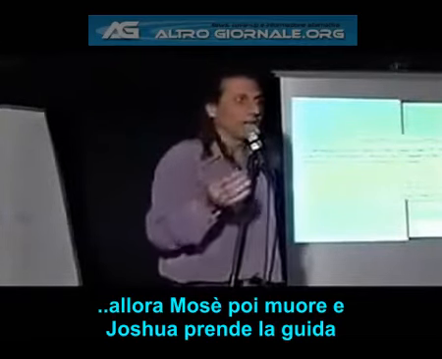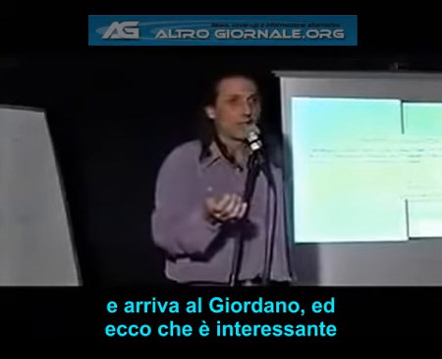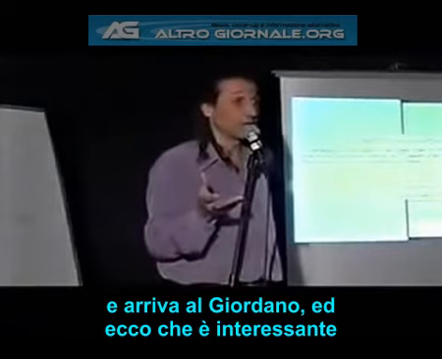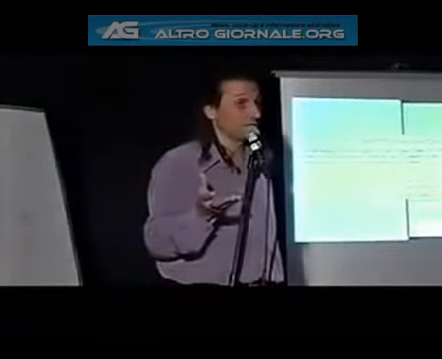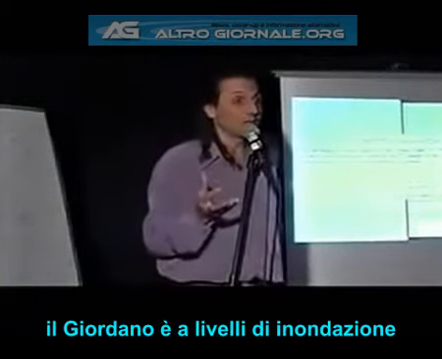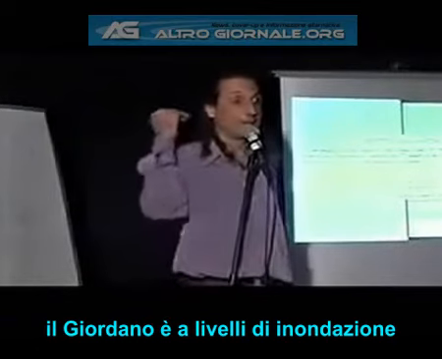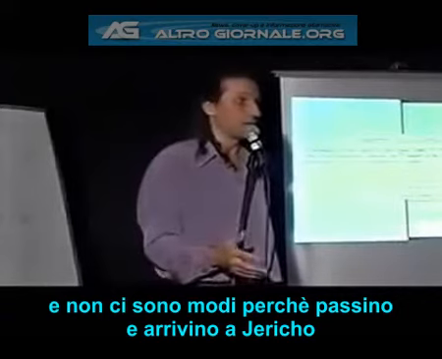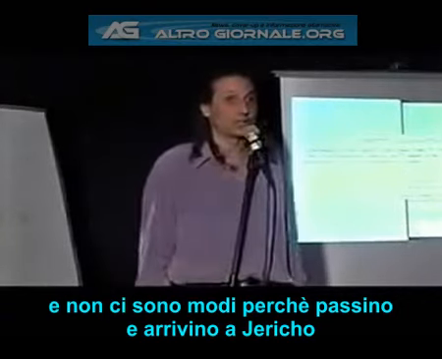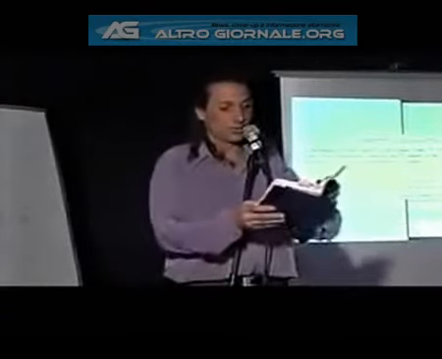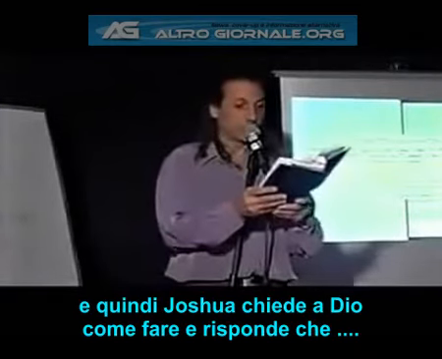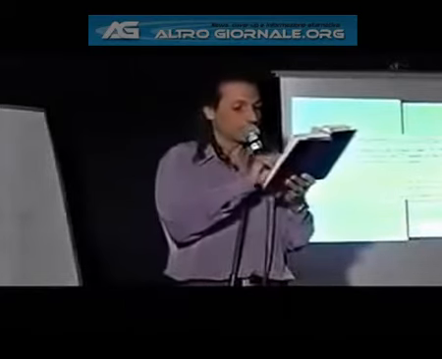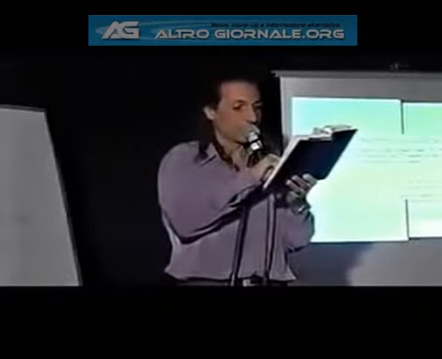So I'm thinking about all this, and then eventually Moses dies, and Joshua has taken the lead. Joshua arrives at the Jordan, and this is where I found this really interesting thing. The Jordan is running at flood level. There's no way they can cross with the tribes of Israel. They're trying to get to Jericho on the other side. So Joshua doesn't know what to do, and he asks God.